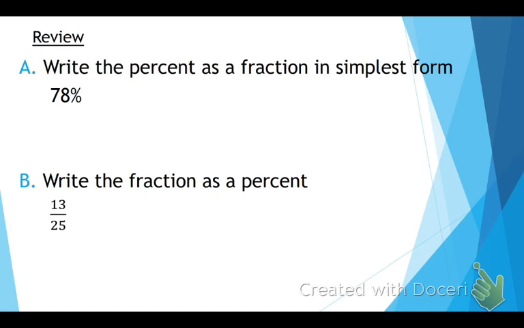I'm going to do 5 review problems today from sections 9.1 and 9.2, and that'll help you with our quiz that we have next Monday.